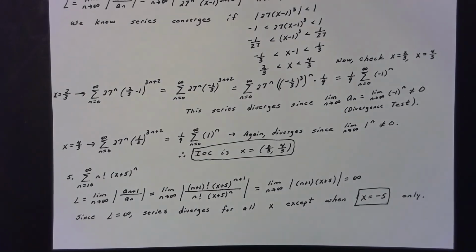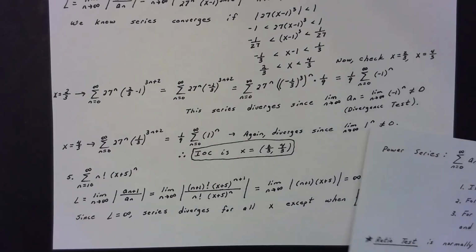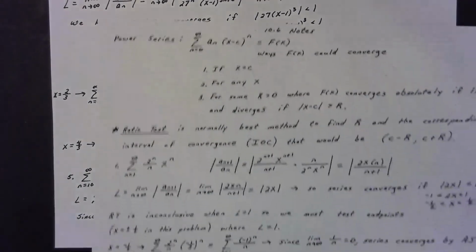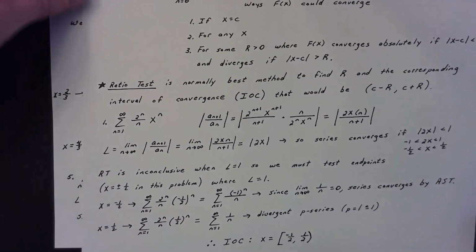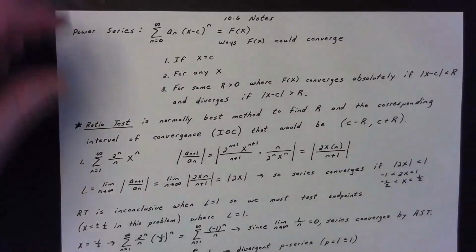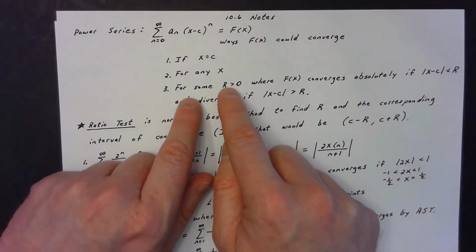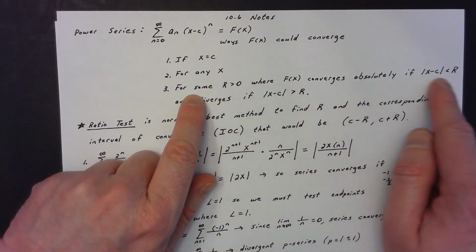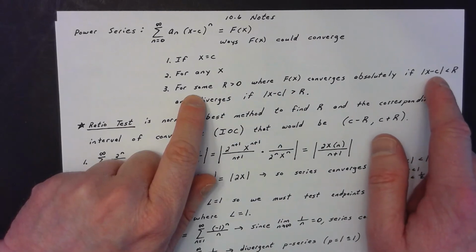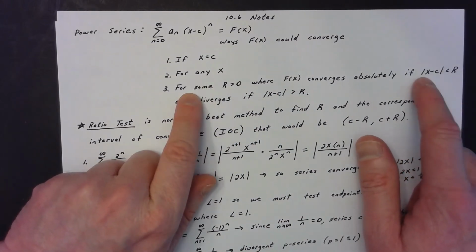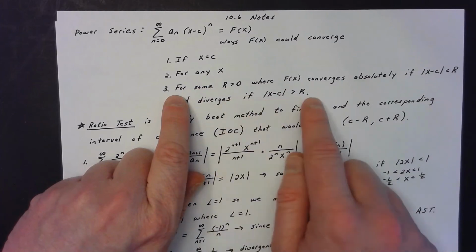And if you're wondering where I got that from, please remember back in the very beginning of the notes in this section, I said there's only 3 ways your function could converge. Most of the time, we have to find some interval of convergence like we've done in the vast majority of these problems, or at least 3 of my examples. We had to find the interval of convergence.